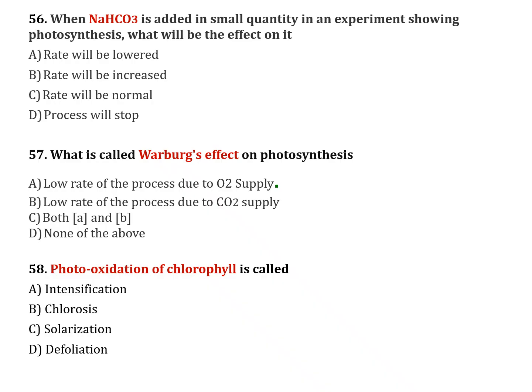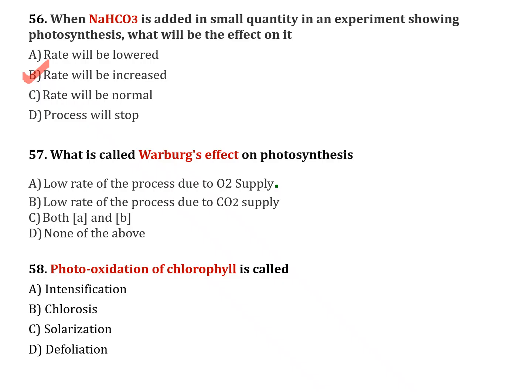When NaHCO3 sodium bicarbonate is added in small quantity in an experiment showing photosynthesis, what will be the effect on it? Option A, rate will be lowered. Option B, rate will be increased. Option C, rate will be normal. Option D, process will stop. Correct answer is option B, rate will be increased.